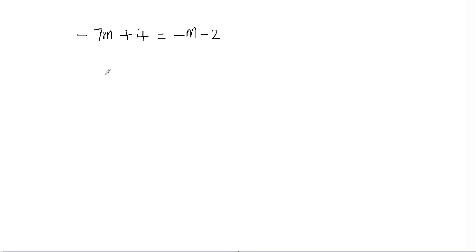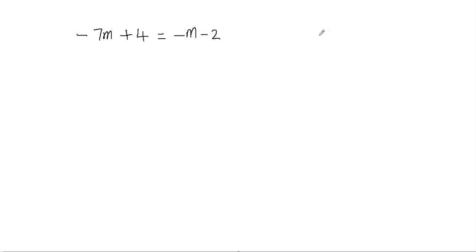Hi, in this video we'll learn how to solve an equation when we have variable on both sides of the equation. You see that I have a variable term on the left-hand side and a variable term on the right-hand side. Now when I have variable terms on both sides, what I'm going to do is eliminate the variable term which is smaller.